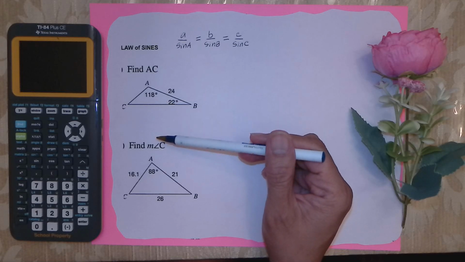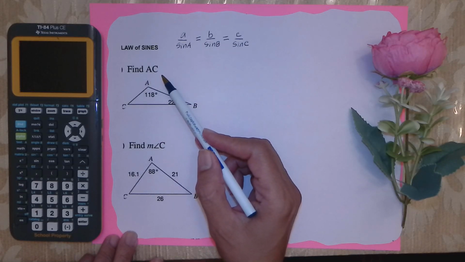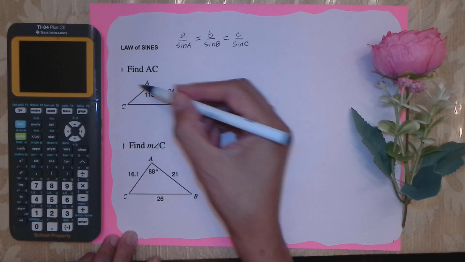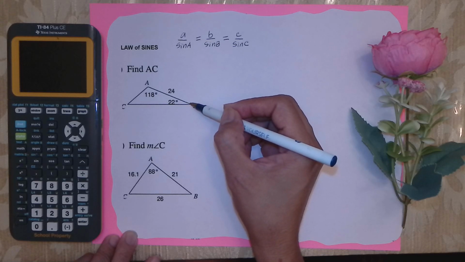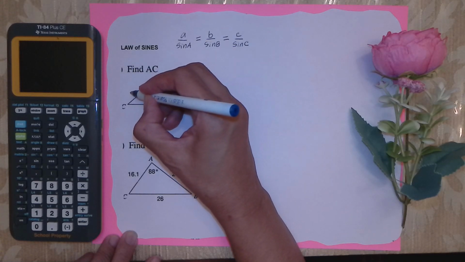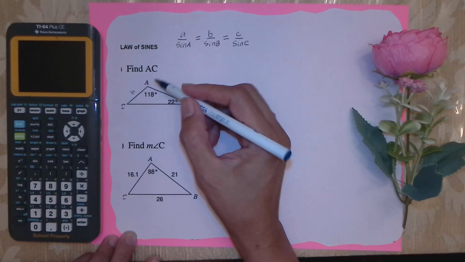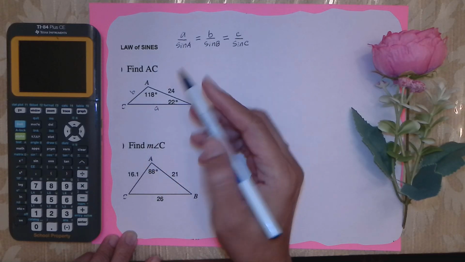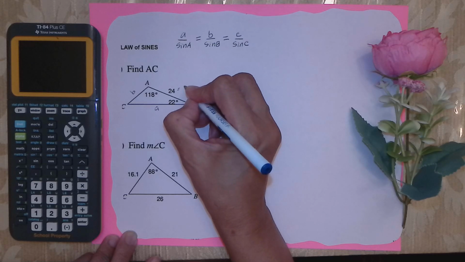So in this given, in number 1, find AC. If you want to find the AC in this particular triangle, that AC is the opposite of the angle B. Therefore, we will call this side b. And the one opposite the angle A, we call side a. The one opposite the angle C, we call side c.